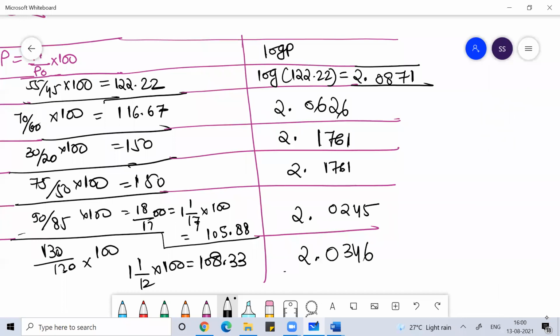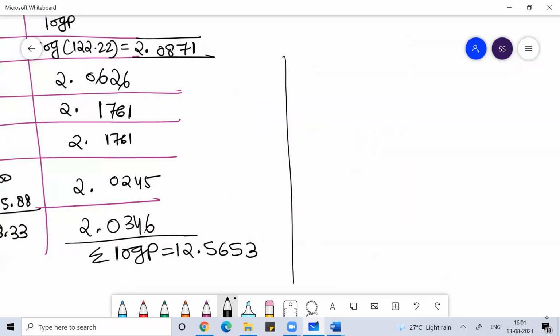Learn how to use the log table in case you don't know. Find the sum of log P. You will get around 12.5653, close to this. Do the sum of this. Any doubt, anyone?